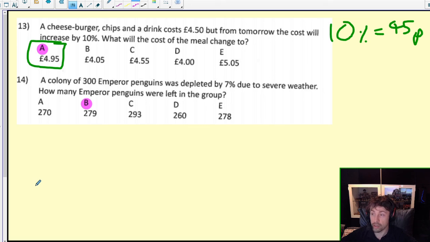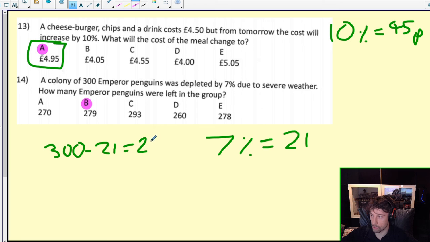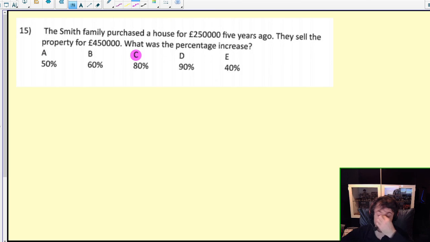A colony of 300 penguins was depleted by 7% due to severe weather. It's very sad. It means they passed on. So 7% have gotten lost or disappeared or gone to warmer climes. So again, we have to work out what 7% is. Depleted means take it away. So again, you could do 1% and times it by 7, but 7% of 300 is 21. And so now we're losing 21 penguins. So it's going to be 300 minus 21, which will give us 279. A lot of the skills here are just about learning the different ways, depleted, decreased, interest, increased, all the different words they can use that mean either going up or down.